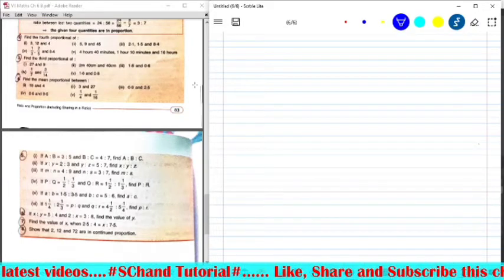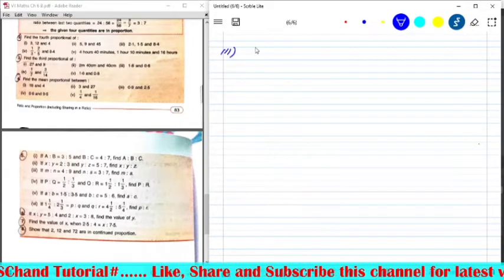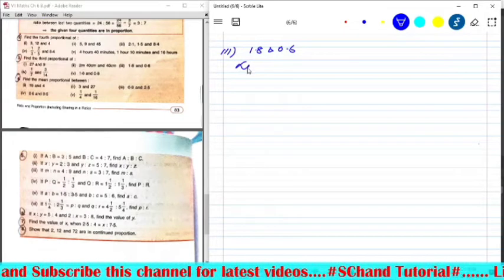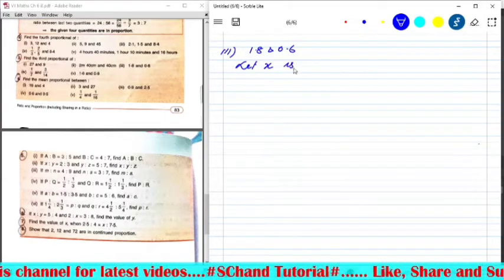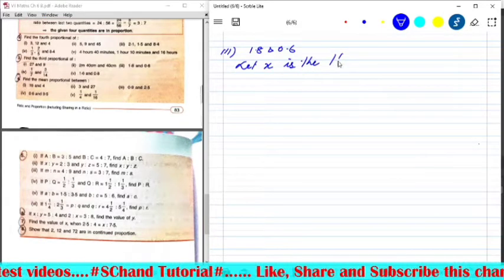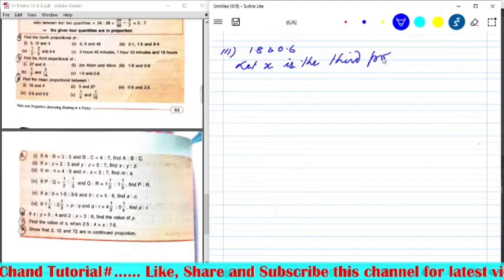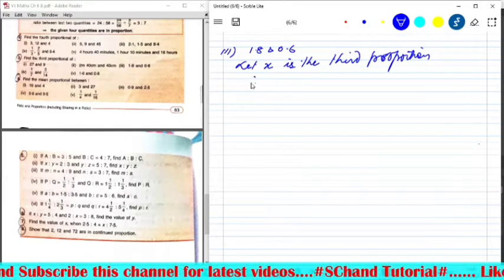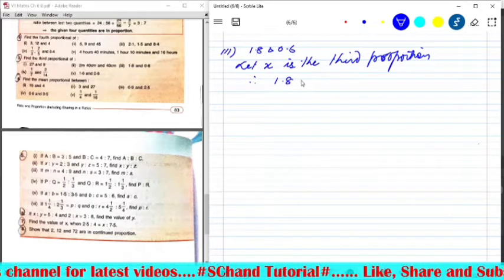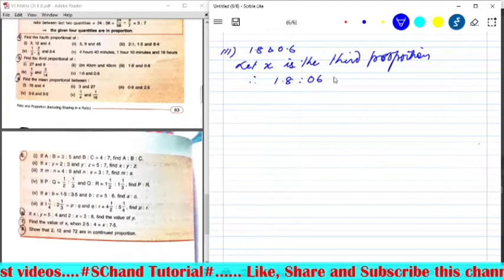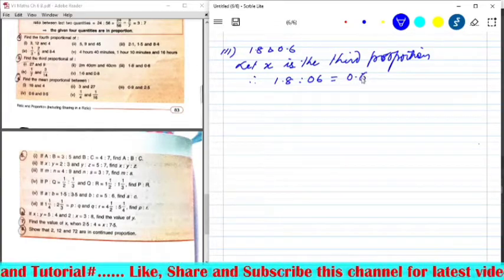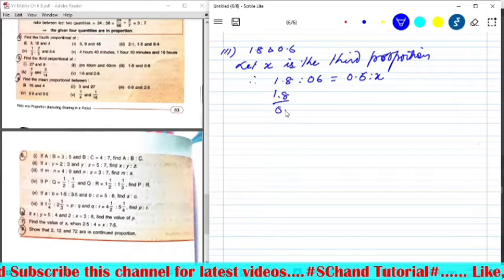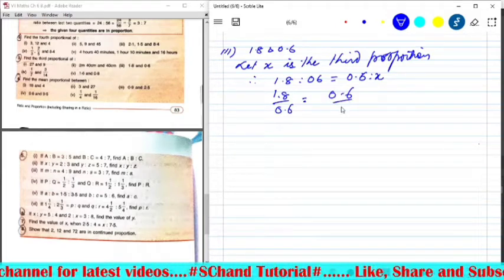Okay, next we solve the third one. Third question, third one, that is 1.8 and 0.6. So again, let x be the third proportion. So therefore, 1.8 ratio 0.6 is equal to 0.6 ratio x. So these will be in continuous proportion. So it will be 1.8 over 0.6, that will be equal to 0.6 over x.